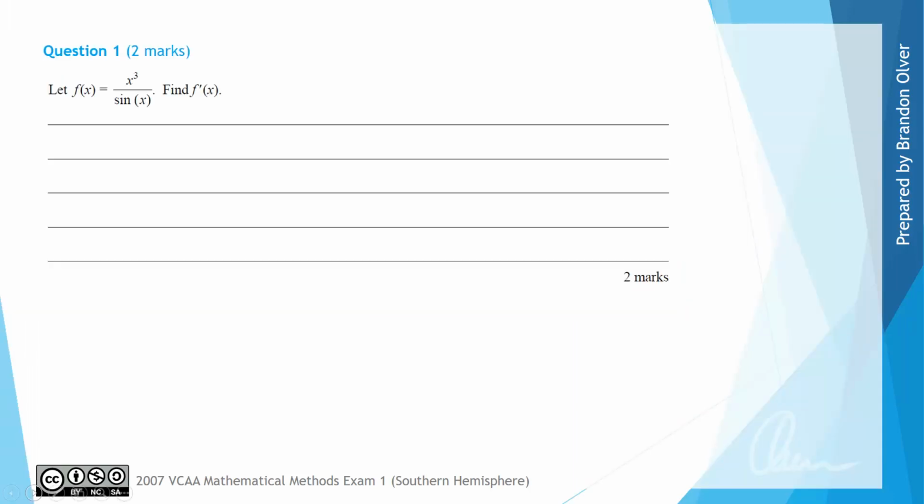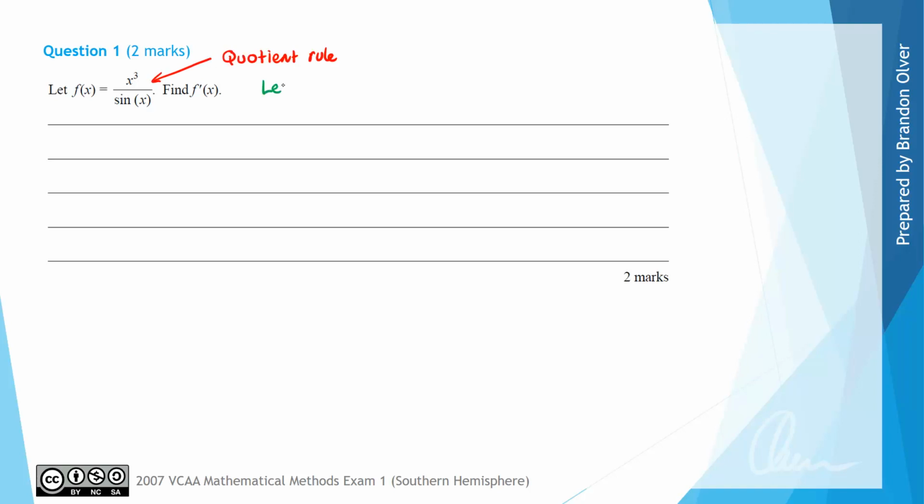So for question 1 we have f of x equals x cubed divided by sine of x, and we're asked to find f dashed of x, which is the derivative. So the first thing we can notice is that this is a function divided by another function, which means we can use the quotient rule for differentiation.